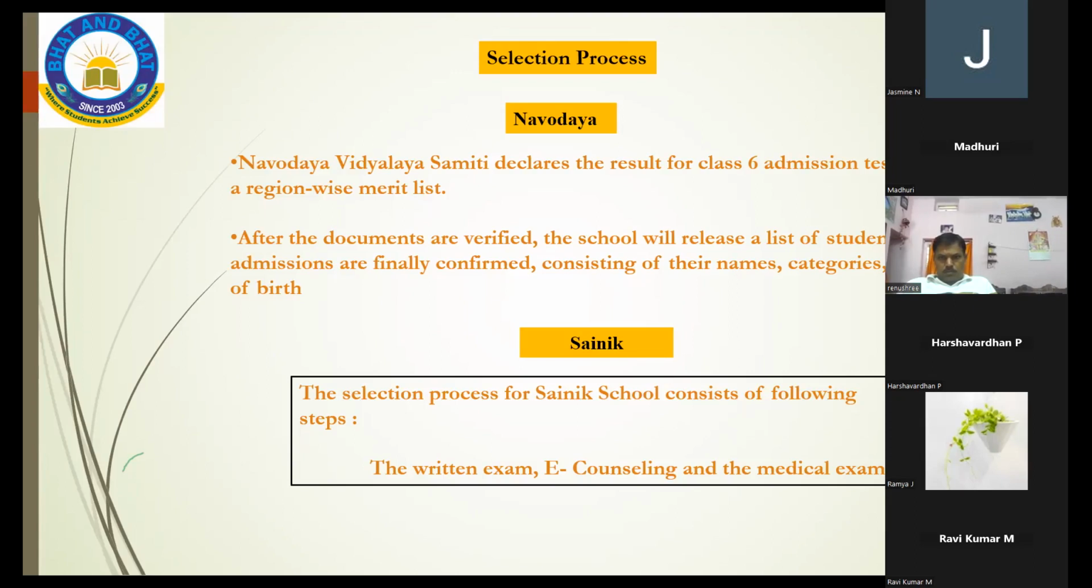Whereas in Sainik schools, everyone is eligible to apply, and civilians can also apply. For them, they will mainly check the results on a merit basis. So everyone needs to make sure that the students score marks accordingly. Only then will they qualify in the written examination, move on to the e-counseling session, and finally to the medical examination. Then they will get admission to the Sainik schools.